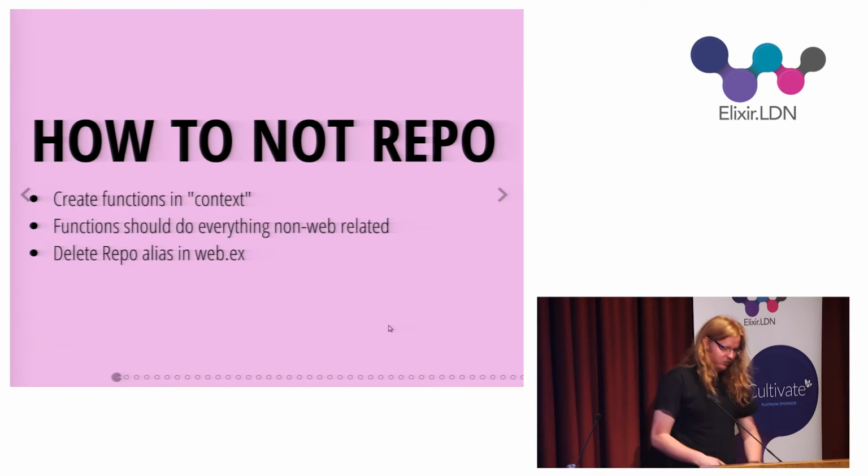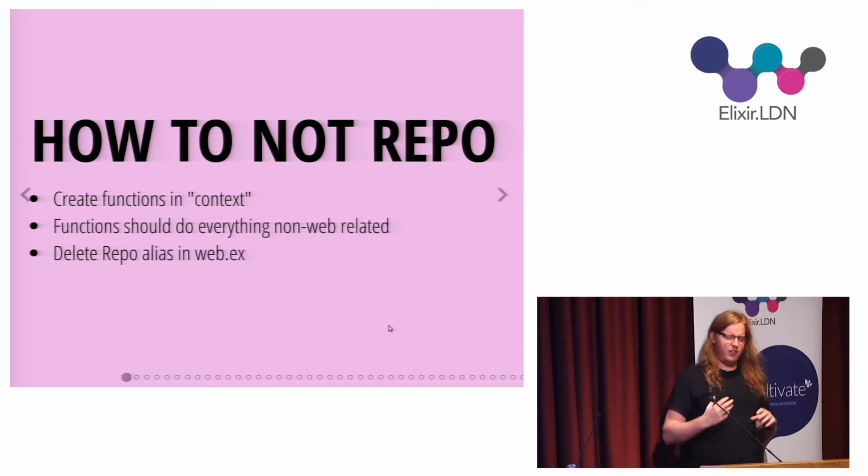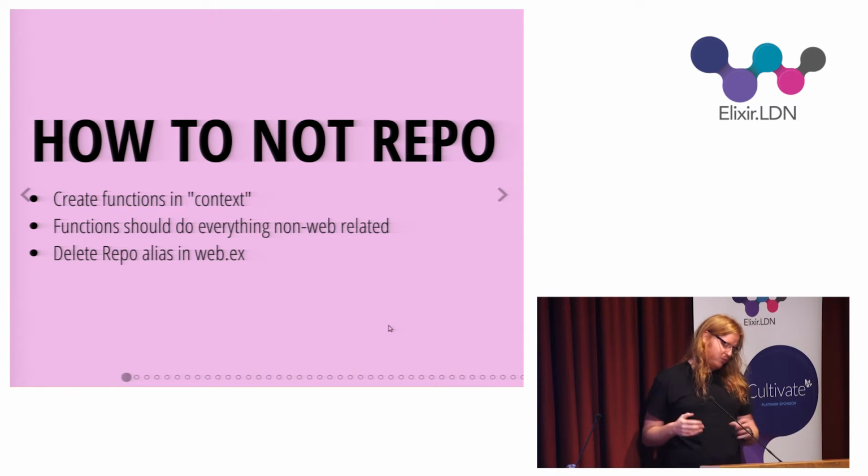So let's talk about how not to Repo. What we can do is create functions in a context. This is that service module I mentioned in my Stack Overflow answer, but with a better name. A context is a module that has a group of related functions that do something involving your domain, and it should do everything that's not directly web related.